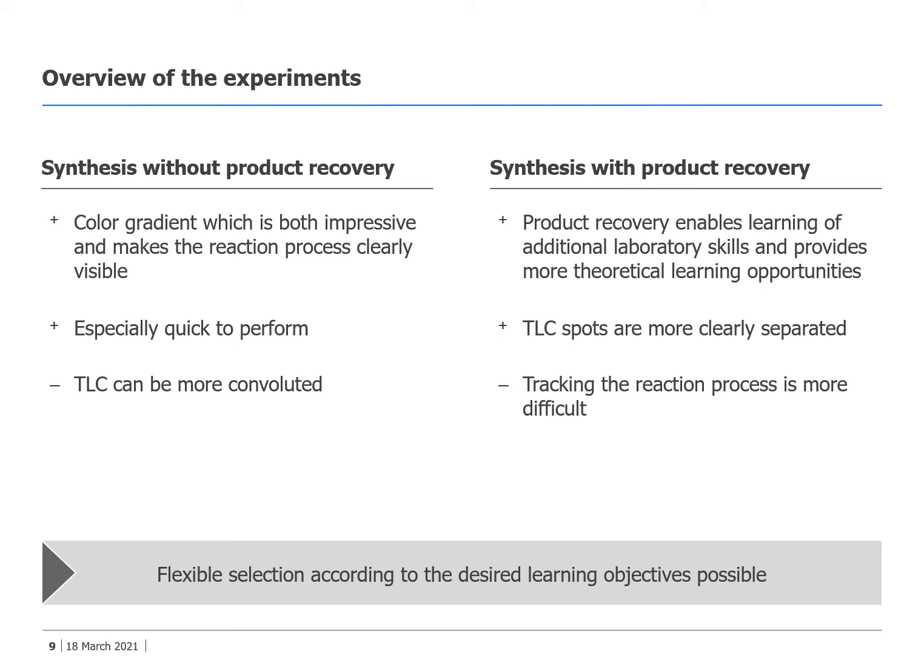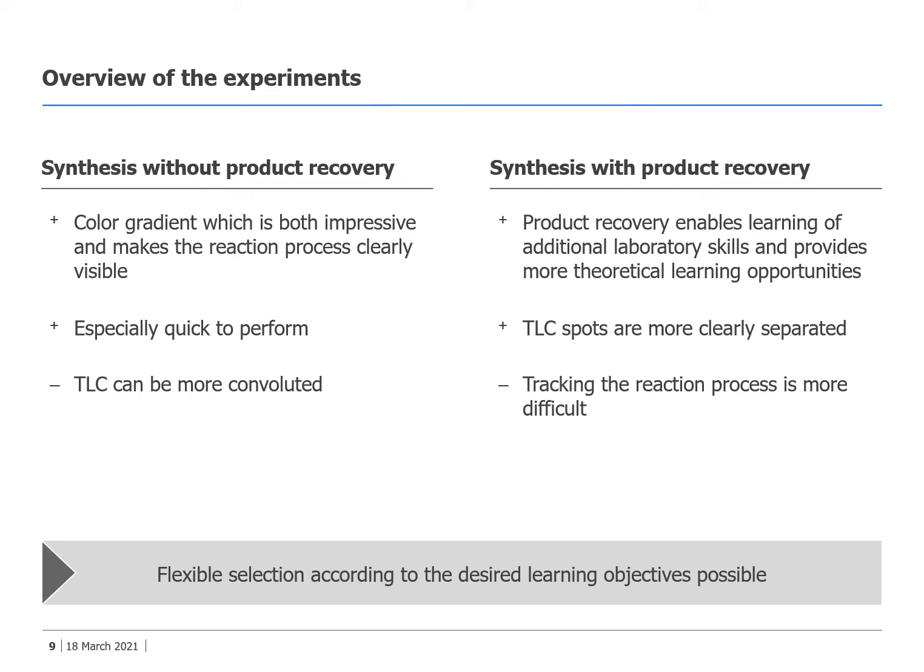An alternative synthesis involves greatly increasing the fluorescein concentration to allow product isolation. This allows additional laboratory skills to be practiced and also opens up further theoretical learning opportunities. As an added bonus, the TLC spots are more clearly separated using the recovered product.